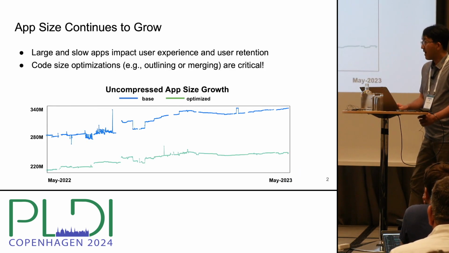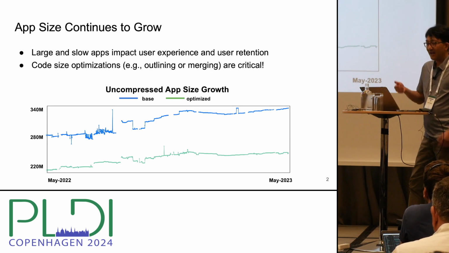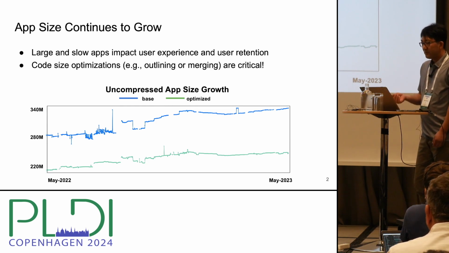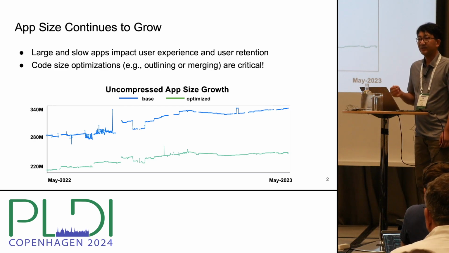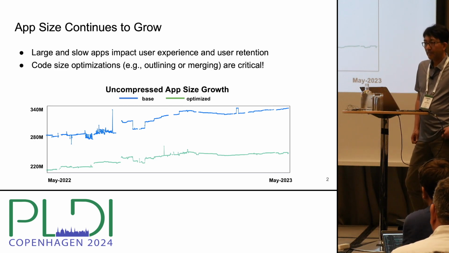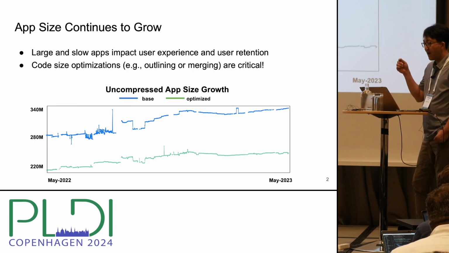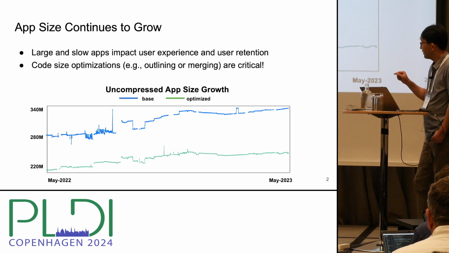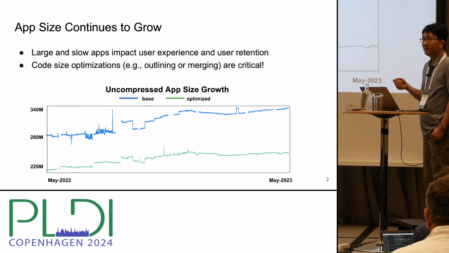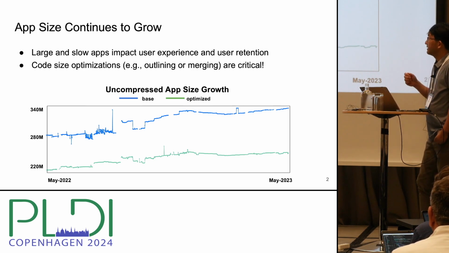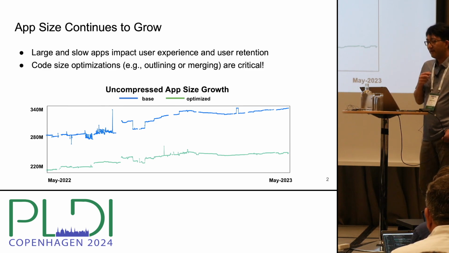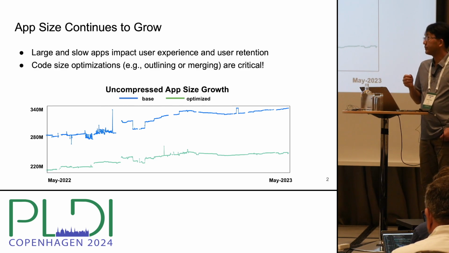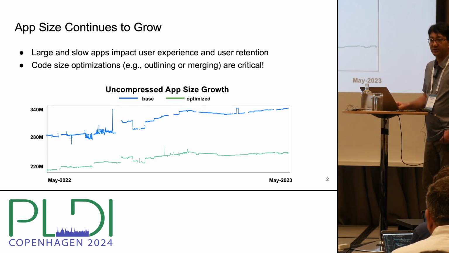The size of mobile apps keeps growing as we keep adding new features. The graph shows how quickly the app size has increased over the past year. Compared to the blue line on the top, take a look at the green line on the bottom. That shows it's growing relatively slowly. That's where size optimization comes into play. Today, I'll be focusing on two main strategies for size optimization: function outlining and function merging.